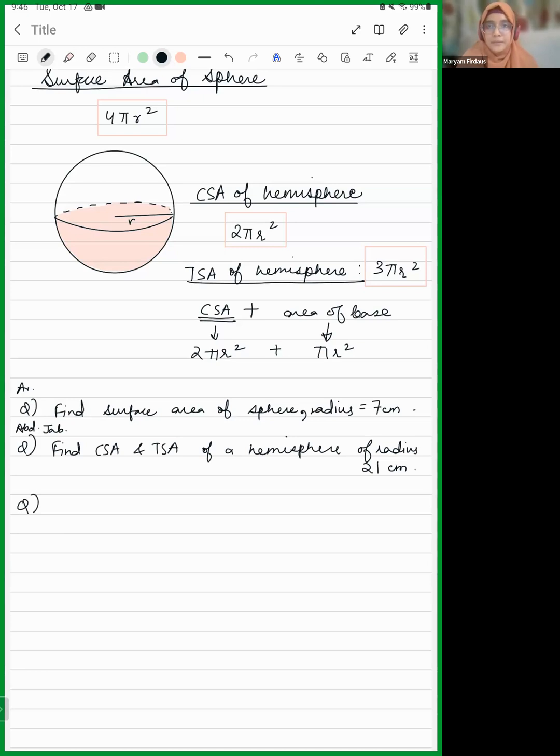Find the total surface area of a hemisphere of diameter 20 centimeter. Preshita, this is yours. Okay. Fine. Who else is there?